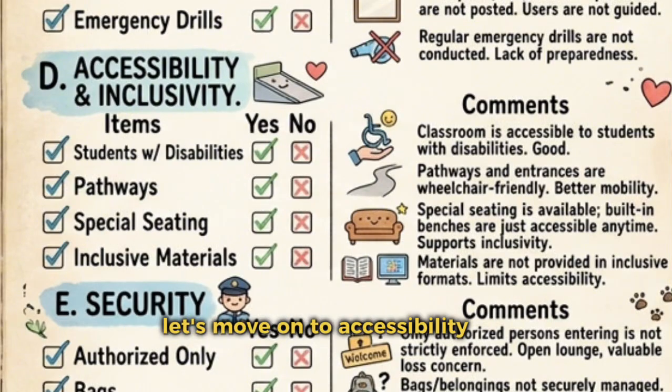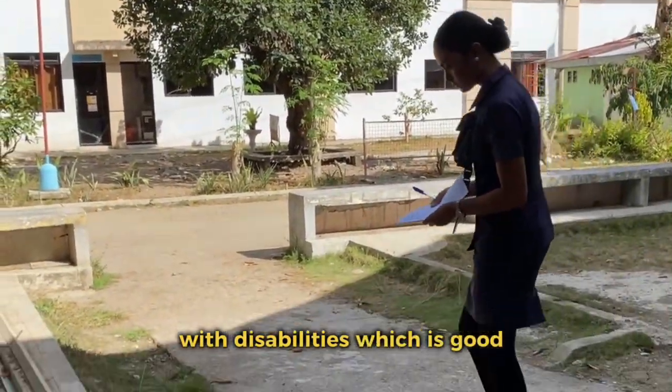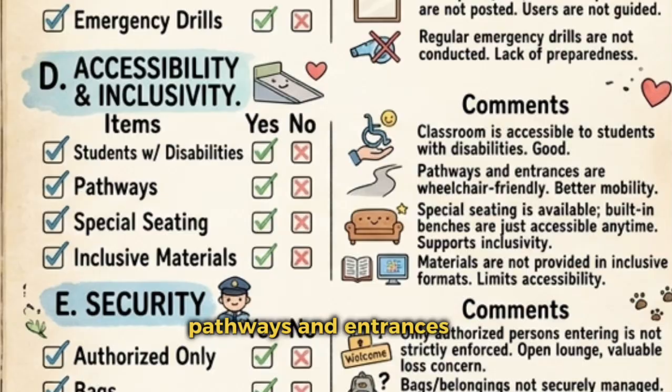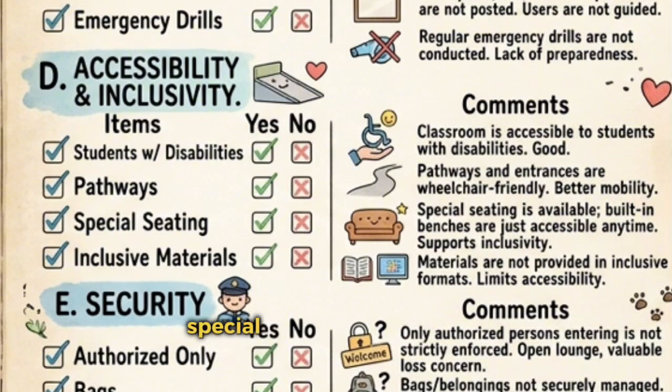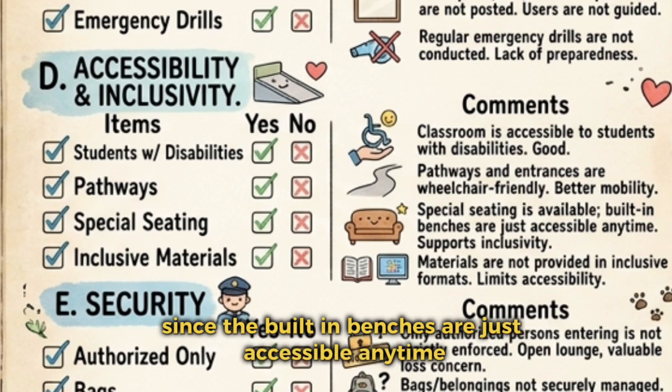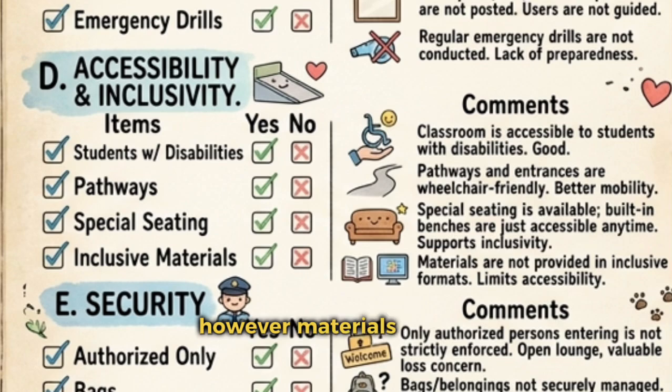Let's move on to accessibility and inclusivity. The study lounge is accessible to students with disabilities, which is good. Pathways and entrances are wheelchair-friendly, allowing better mobility. Special seating is available if needed since the built-in benches are accessible anytime, which supports inclusivity. However, materials are not provided in inclusive formats like large print or digital, limiting accessibility for some users. That's it for accessibility and inclusivity.